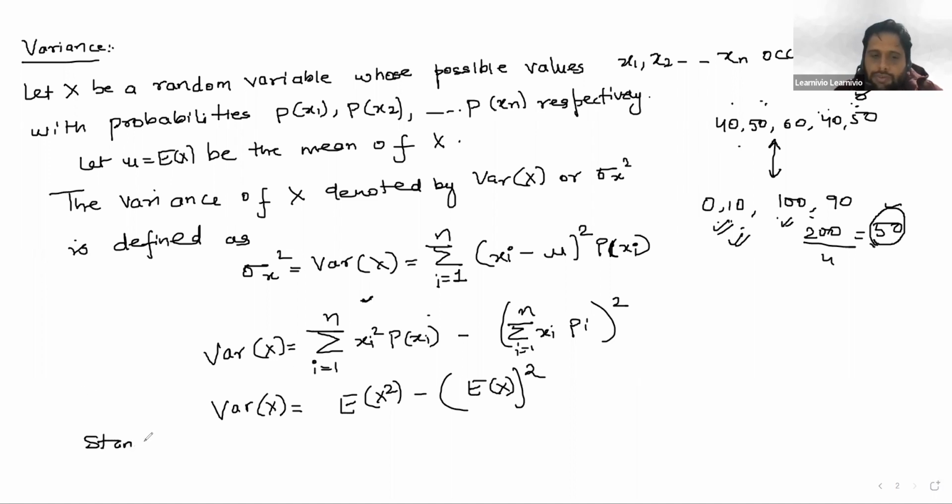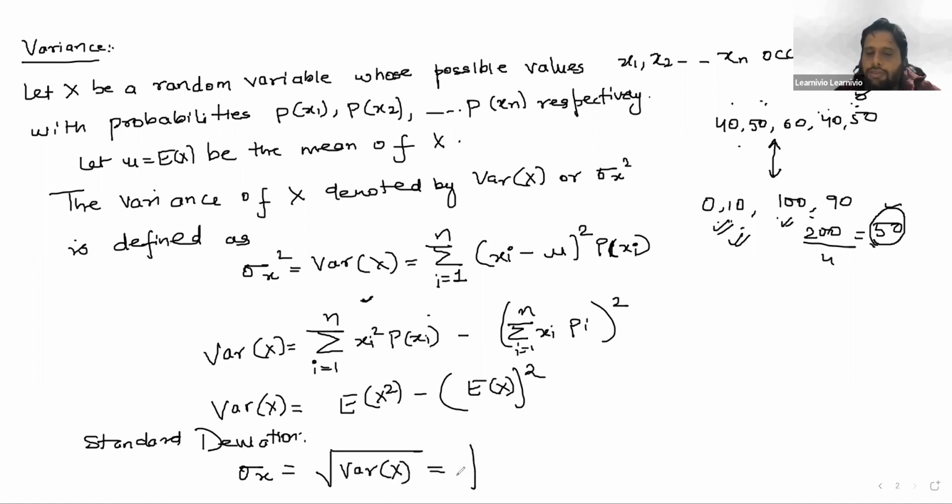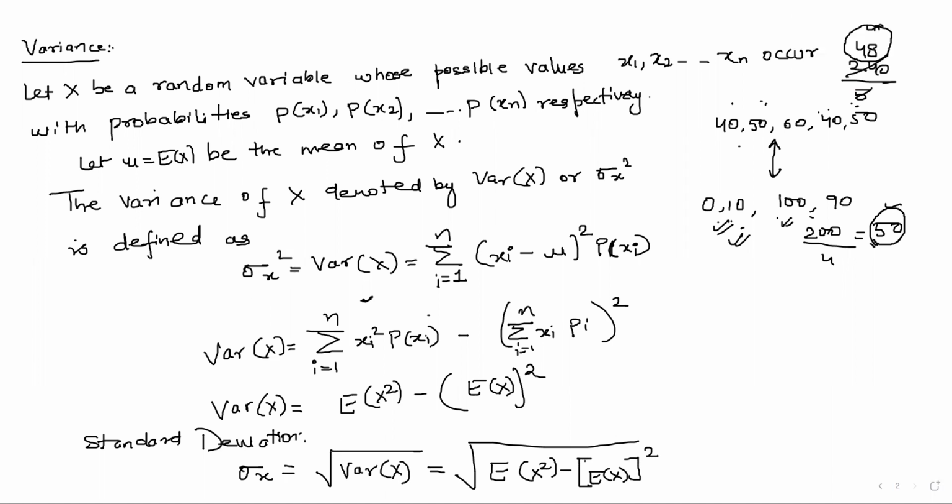So there is one more term, which is standard deviation. It is denoted by this sign, and it is equal to the under root of variance. So you have to find out the variance, then find its under root. That will be the standard deviation. So this is the standard definition. Please note down this formula, confirm with me, then I will give you a question.